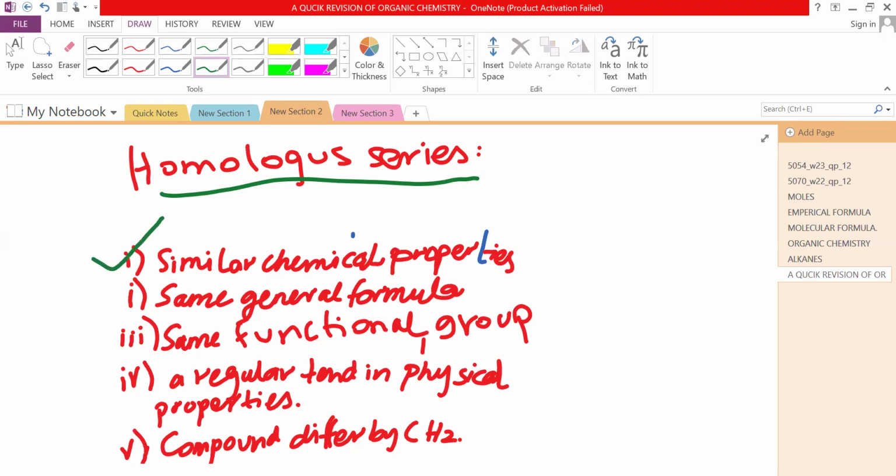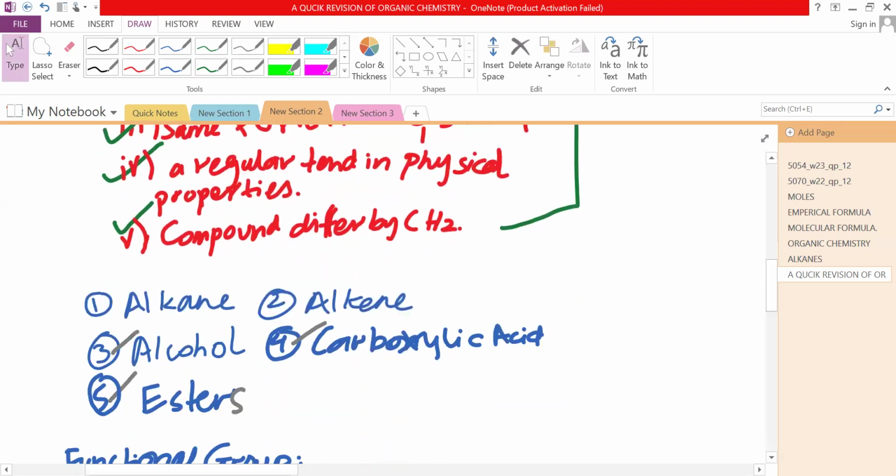Number 1, homologous series is a group of compounds that have similar chemical properties. They have the same general formula. They have the same functional group, a regular trend in physical properties, and the compounds differ by CH2. So these are the 5 properties that you need to memorize for homologous series because sometimes this definition comes in P2 and sometimes these properties are asked in P1 in MCQs.